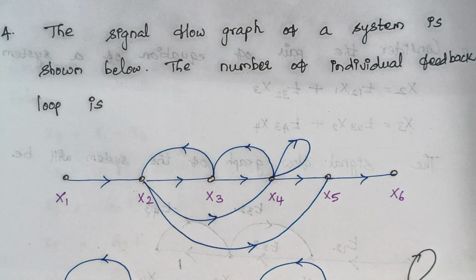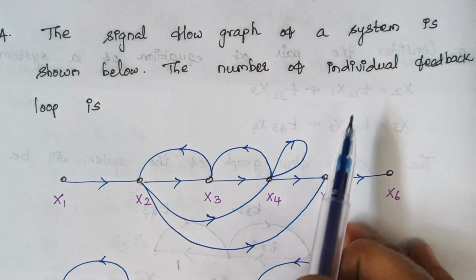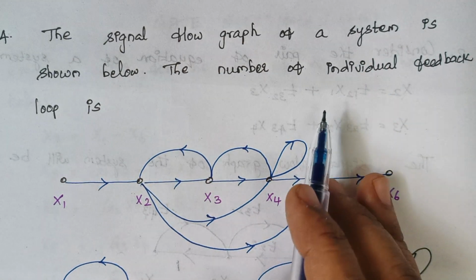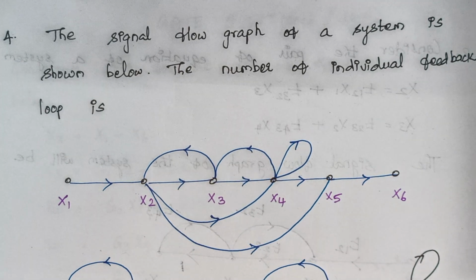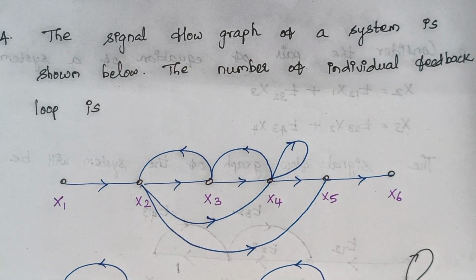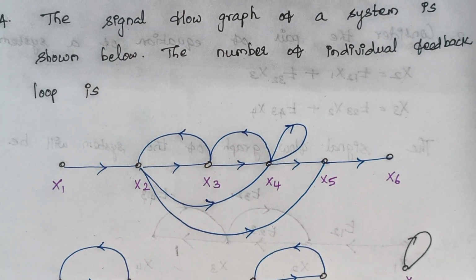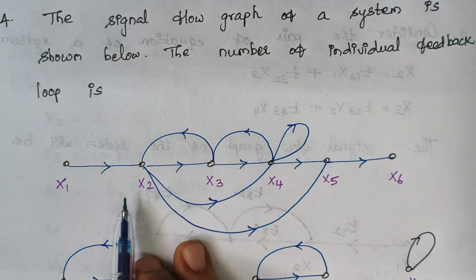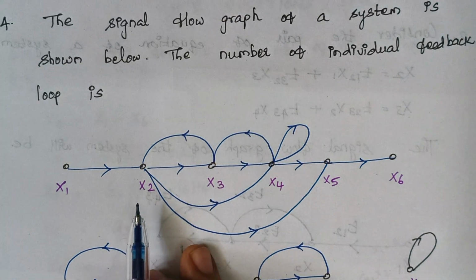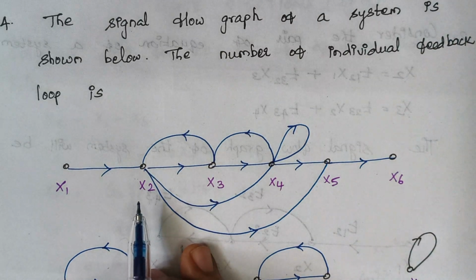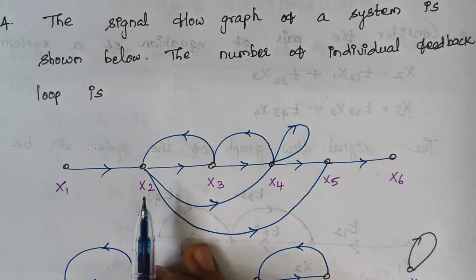Now the fourth problem is, the signal flow graph of a system is shown below. The number of individual feedback loops? Here we are going to calculate the number of individual loops. As we all know, a loop should start at a node, travel some distance and come back to the same node. That is, a closed path should be formed by a loop. That is known as a loop here.